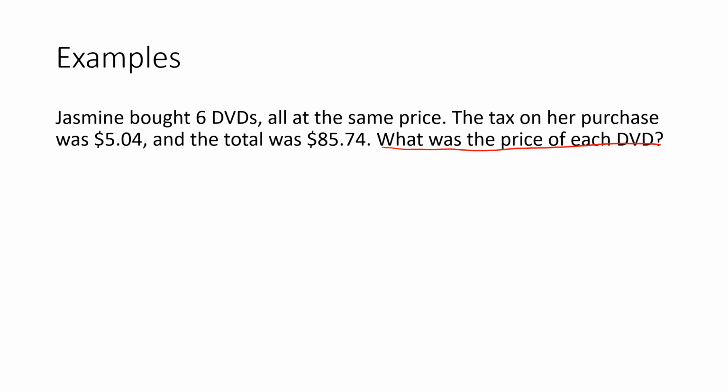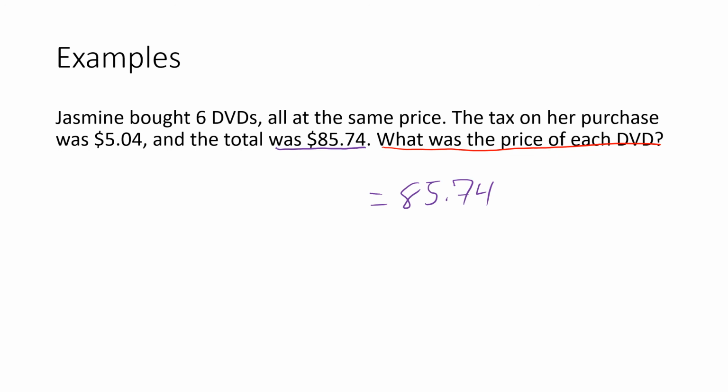So let's go ahead and look for our equal. The total was, that's it. Oops, I wanted to do that in purple. Let's change to purple. Here we are. So equals 85.74. She bought 6 DVDs, all at the same price. The tax on her purchase was $5.04. We don't have that word plus, but I know that it's going to be here.